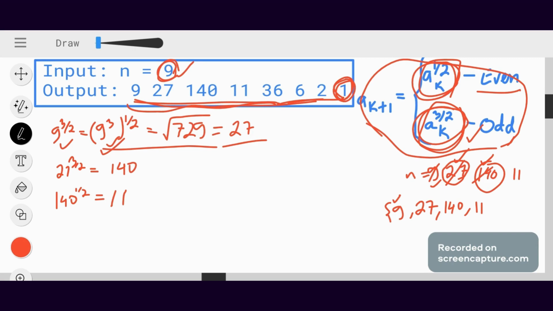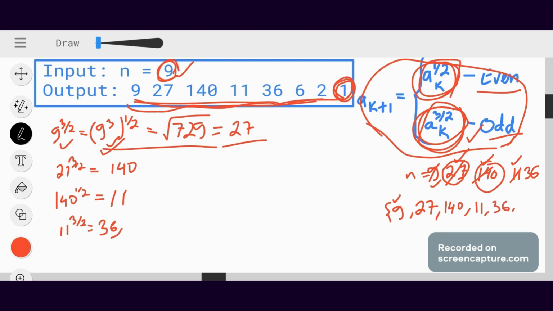Let's find out the next term. Is my 11 odd or even? It is odd. So you will again apply this formula. 11 to the power 3 by 2. This gives you 36. So this is my next term. Update your n to 36 and add it into your sequence.